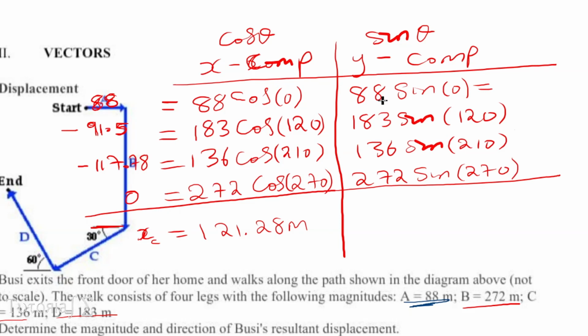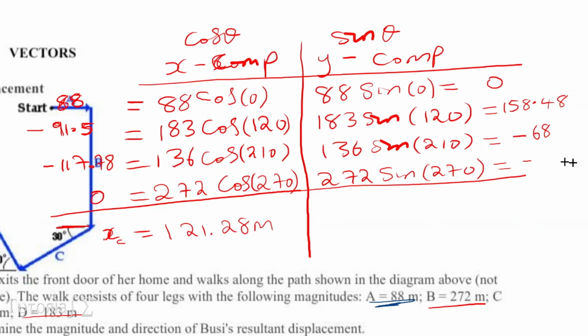So here 88 sine 0. So it's 158.48. Yes. Okay, then the other one, 136 sine 210. So it's negative 68. Then the other one, it's negative 272. Yes.